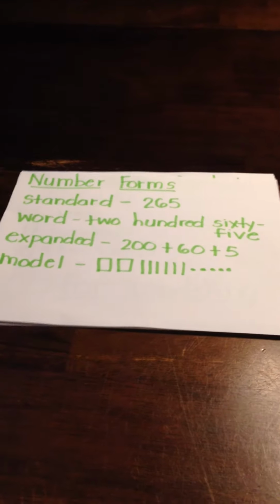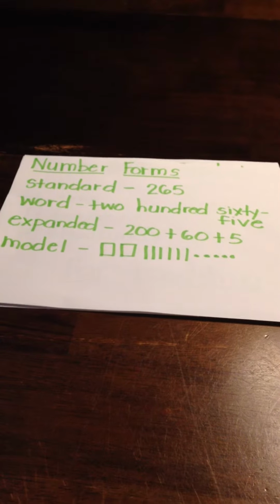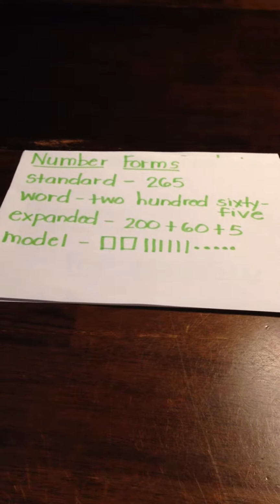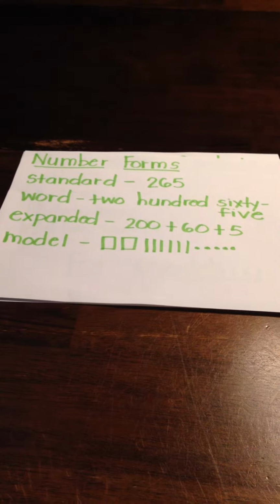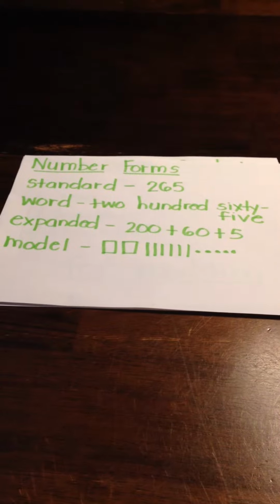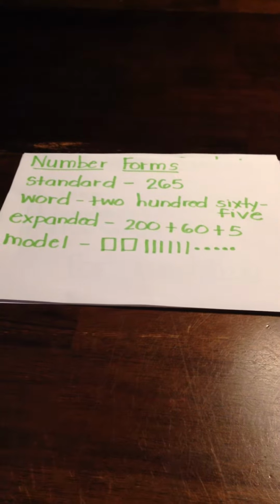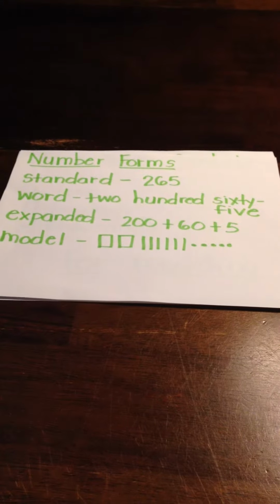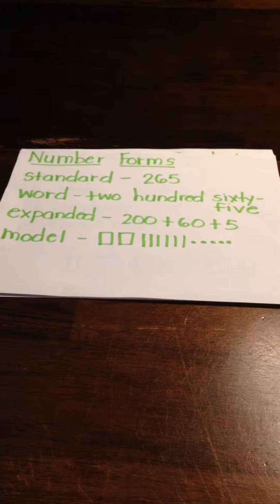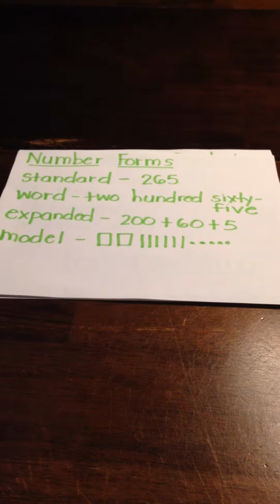There are 4 number forms that you will have to know this year. The first is standard form. Standard form is simply the digits that we use to make a number. The second form is known as word form or written form. In this form, we use the letters to spell out the words. For example, 265.